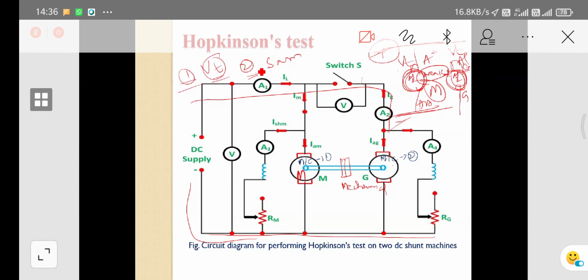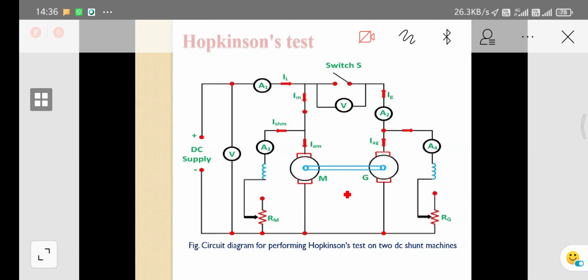This concept comes under parallel operation of two machines. That point you have to remember. First of all, in this test, these two machines are mechanically coupled and electrically connected. The second point is that one of the machines is acting as a motor and one of the machines is acting as a generator. First of all, both are motors, but when one of the fields is strengthened, this machine behaves as a generator. That part you have to remember.